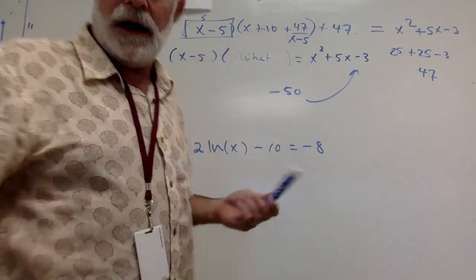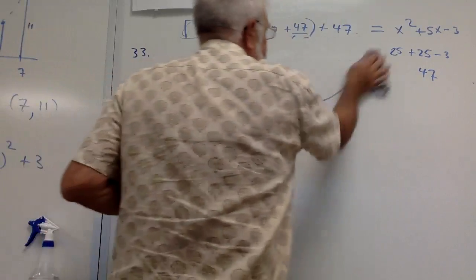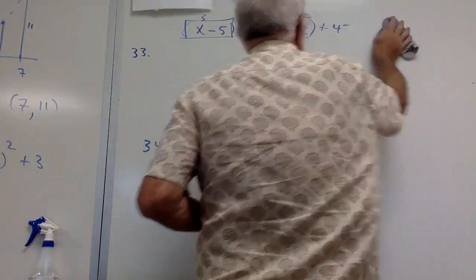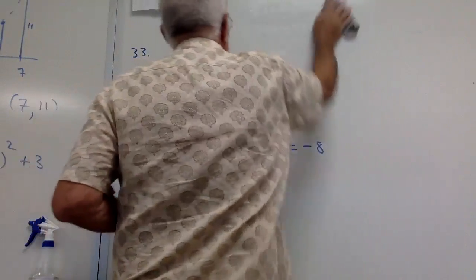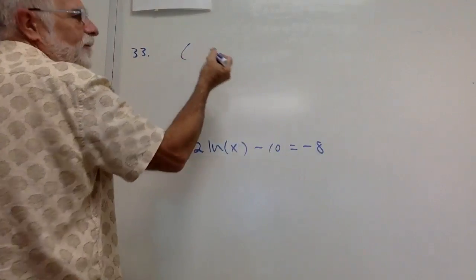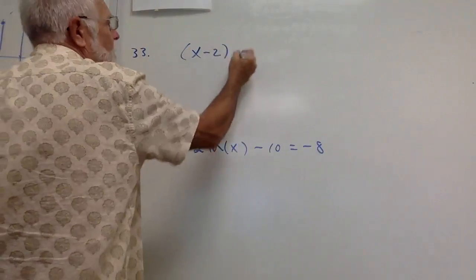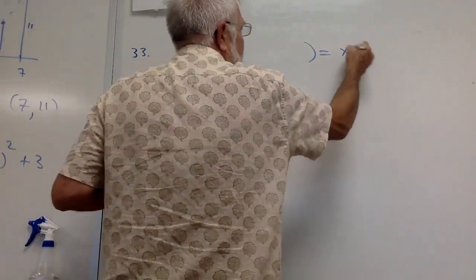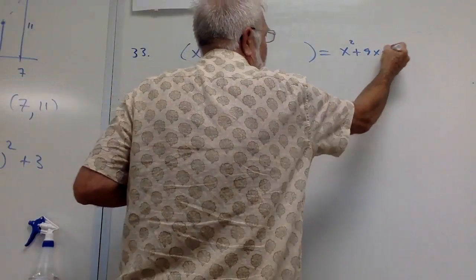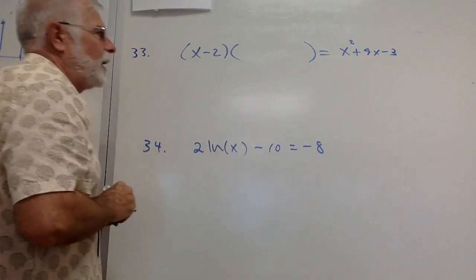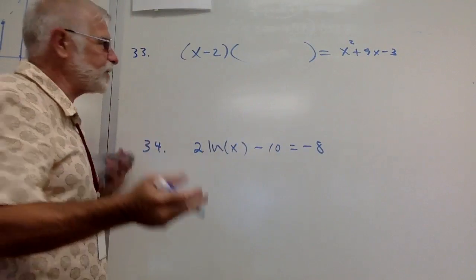Okay, so let's do one more of those. One more. I said I wouldn't layer this, but I can't stop myself. Let's try one more because it's the first time you've tried it. Let's do x minus 2 times what gets me x squared plus 9x minus 3. Okay, you can pause the video and try. I'm just going to do it.